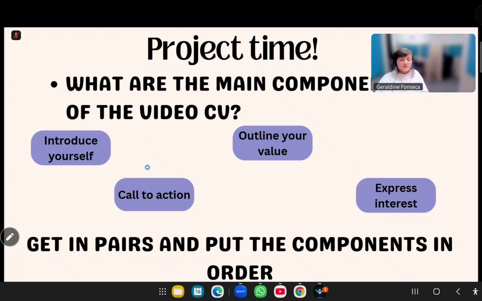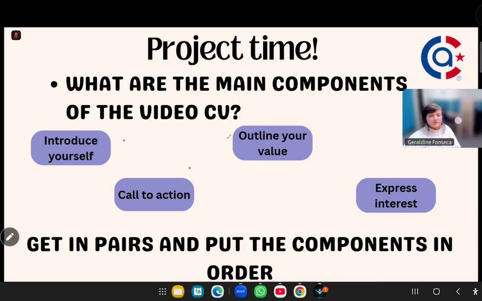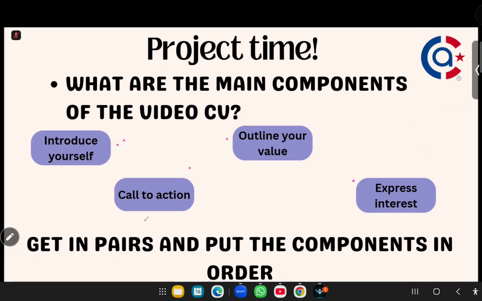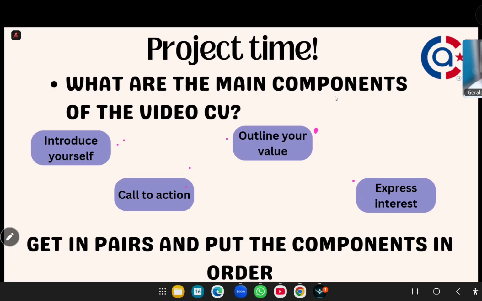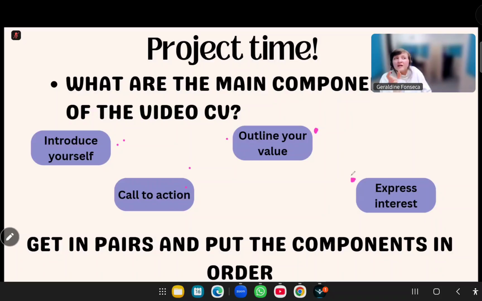Okay. So the main components of this, as you could watch of the video, were these four. An introduction of yourself, a call to action, an outlining of your value, and a moment in which you can express your interests. Okay, these are the specific components that we can refer to and elaborate when we are recording a video like this. However, guys, as you can see in this moment, these four components are disorganized. They are not in order.